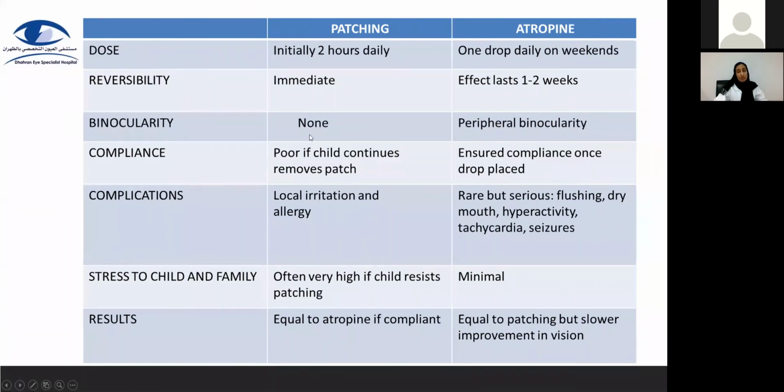Binocularity is not achieved with patching. Peripheral binocularity is achieved with atropine. Compliance is always poorer in patients with patching because it needs consistency. Yet with atropine, putting the ointment only at night would not have that issue of lack of compliance. Complications are more serious with atropine, and as we said, the child won't resist the ointment as he would resist something being stuck onto his eye. Both of them have equal results.